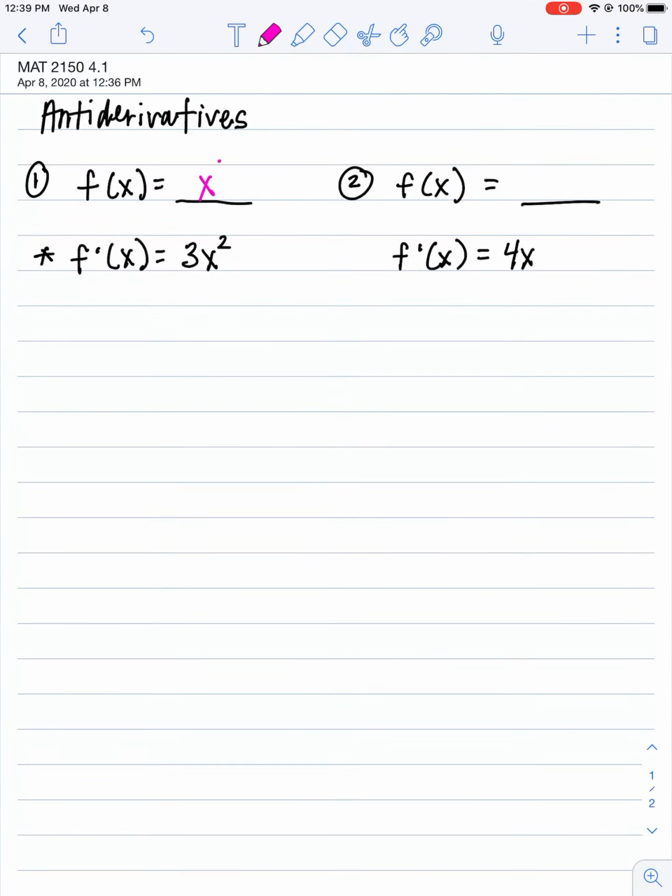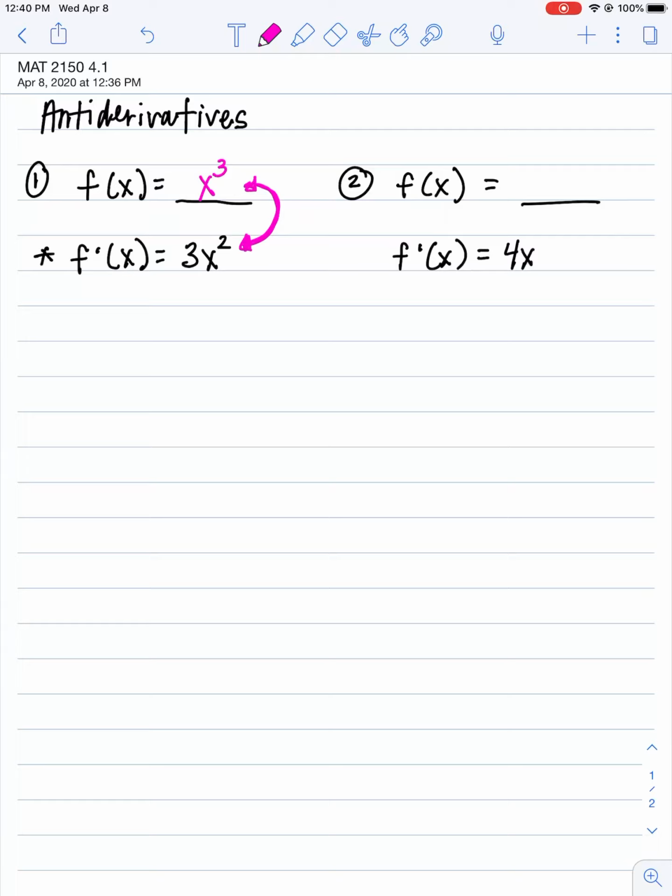If the derivative is 3x squared, then I hope you know that the original function is x cubed. So x cubed, the derivative is 3x squared. If you work it backwards, 3x squared, the original function would be x cubed. I want to talk about how we get from here to here, working it backwards, because that's technically what an antiderivative is: working it backwards. So we are doing the problem backwards.